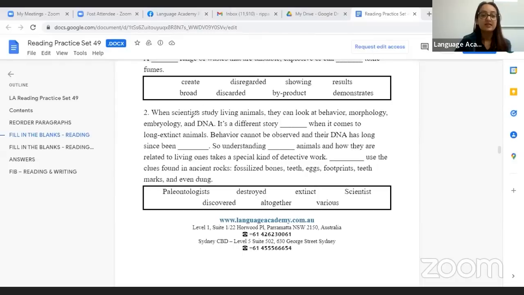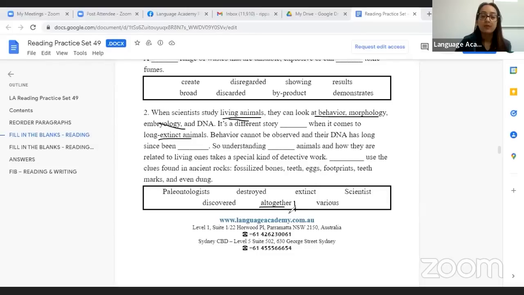This says when scientists study living animals, they can look at behavior, morphology, embryology, and DNA. It's a different story when it comes to long extinct animals. So they are making a comparison between studying living animals and studying extinct animals. When they are studying living animals, they can look at all these things. But it's a different story when it comes to extinct animals. The sentence is complete, still we have a blank. We need an adverb here. We only had one adverb altogether. You can add this in your list of adverbs. Altogether is also an adverb.